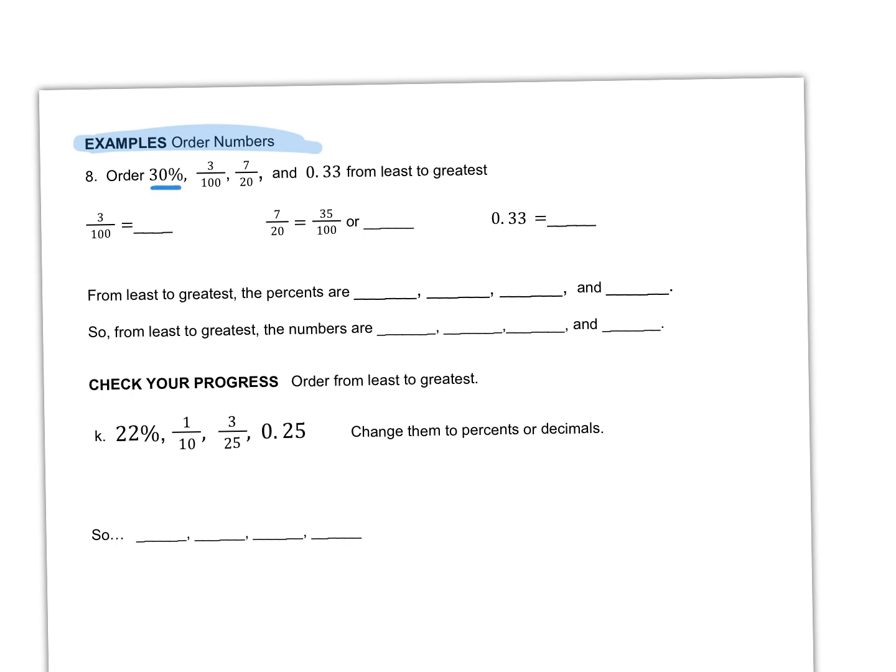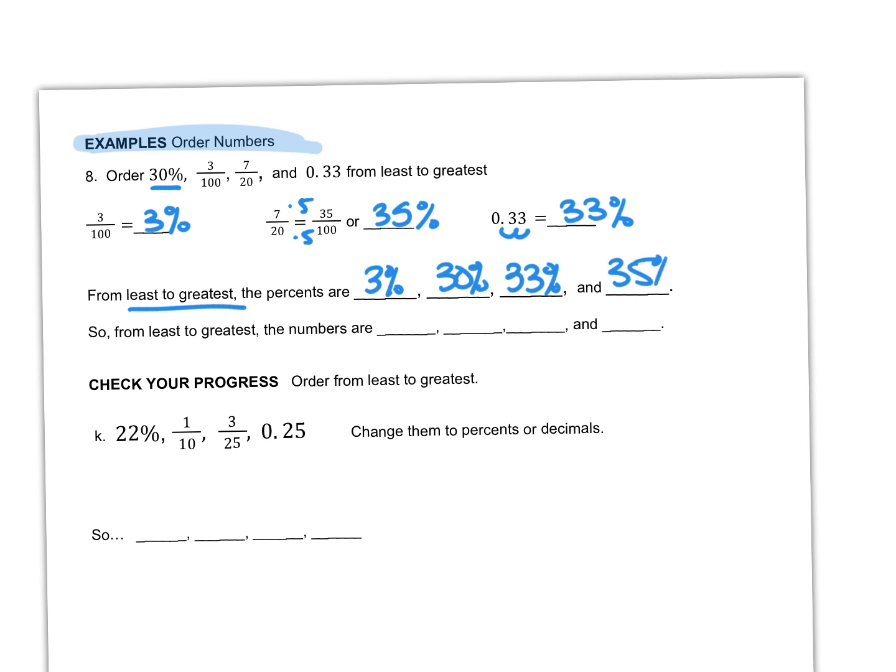So 3 per 100 is 3%. 7/20 was converted to be out of 100 so that we could change it to be percent. 33/100 multiplied by 100, 33%. So because now they're least to greatest as percents, we can order them. We know 3% is less than 30%, is less than 33%, is less than 35%.